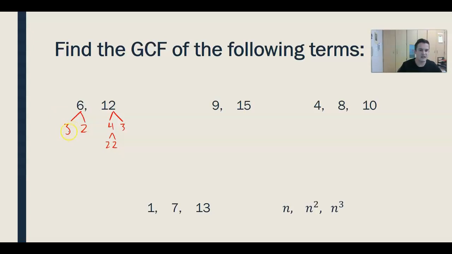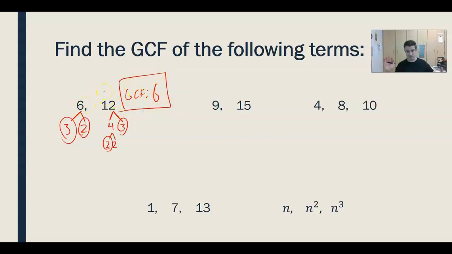So let's see, I have a 3 in common and I have a 2 in common. That's it. 3 times 2 is 6. So the greatest common factor here is 6. And 6 goes into 6 and 6 goes into 12, so we're good.